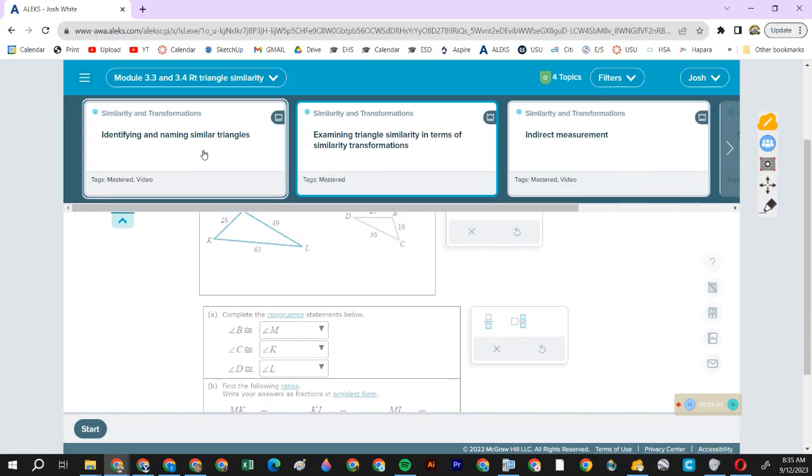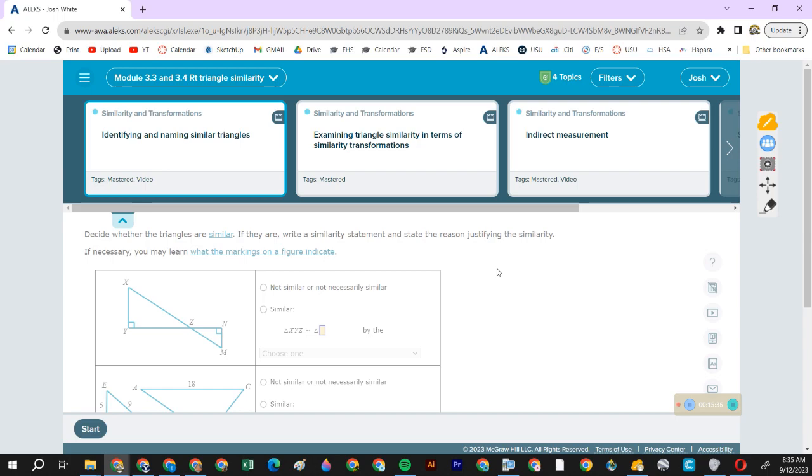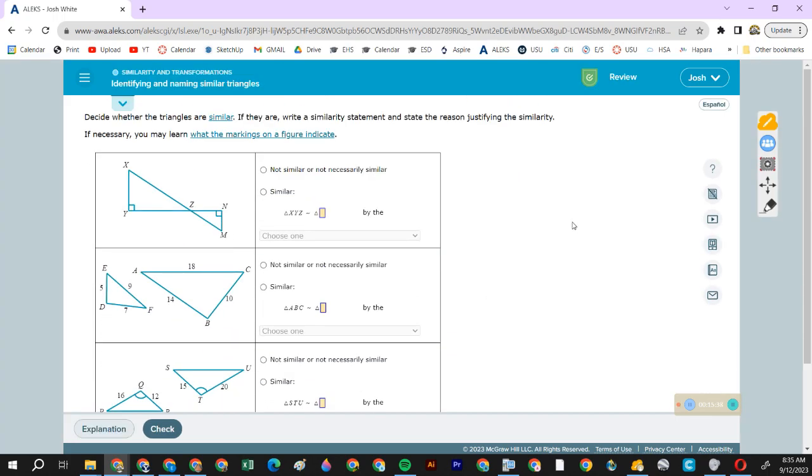All right. Okay. So we need to determine, are these similar or not? So how do we tell? Well, either all three sides are proportional, or we have two angles that match, or there's one other method that we haven't talked about yet.